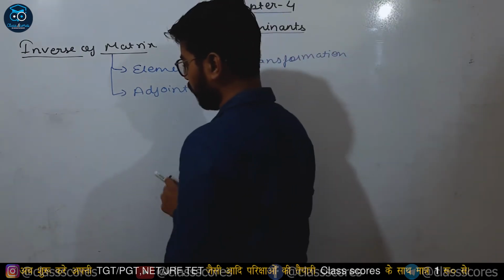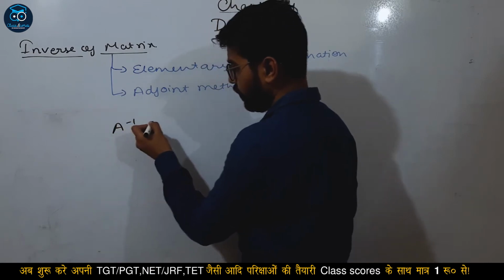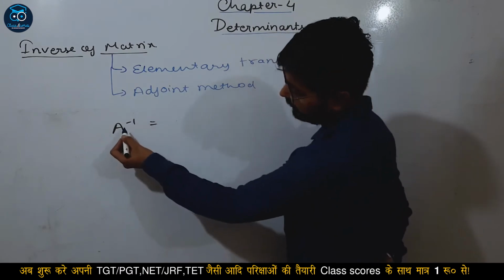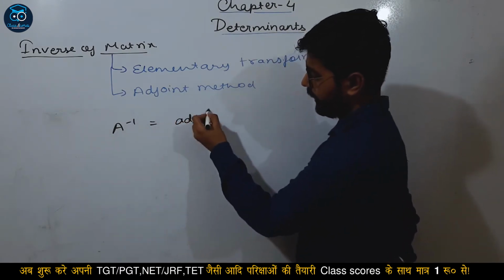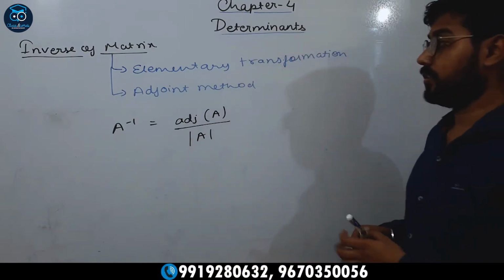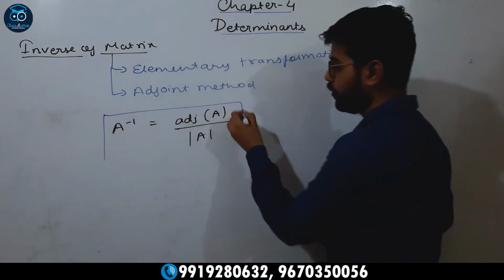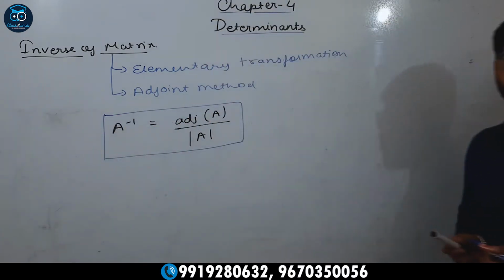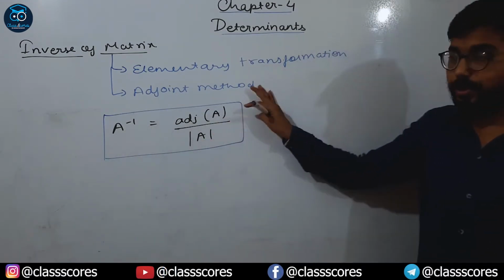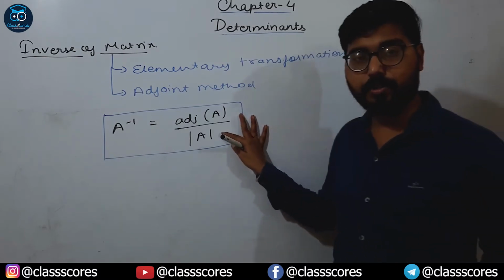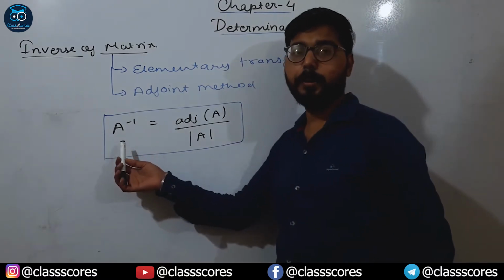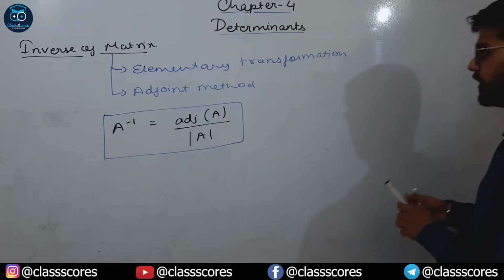There is one small equation which gives the inverse of any matrix. That is, A inverse equals adjoint of A divided by determinant of A. Whenever we need to find the inverse of any matrix, we can simply find the adjoint of that matrix and then the determinant of that matrix, and when we divide both terms, we get the inverse of the matrix. Suppose, let's take an example.